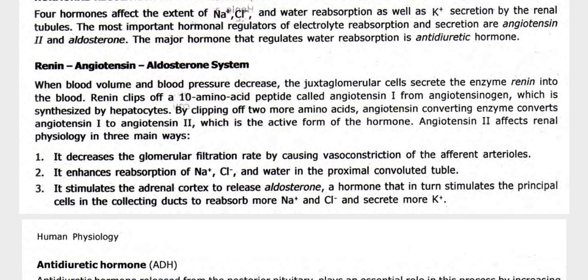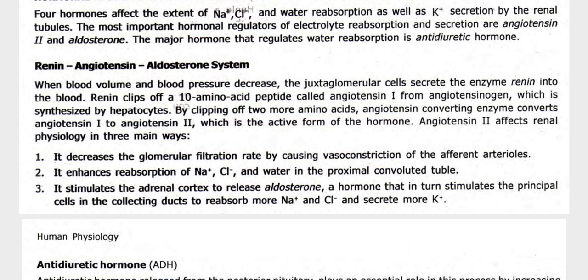Angiotensin 1 has 2 amino acids more than angiotensin 2. So angiotensin 2 is formed with the help of clipping of 2 amino acids. Later angiotensin 2 is formed, which is the active form of the hormone.